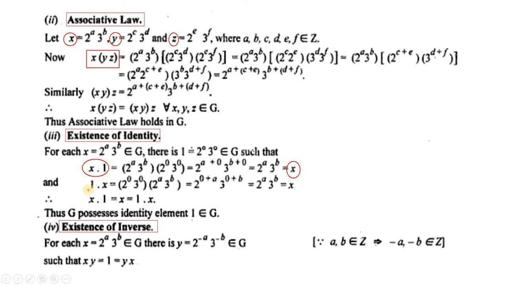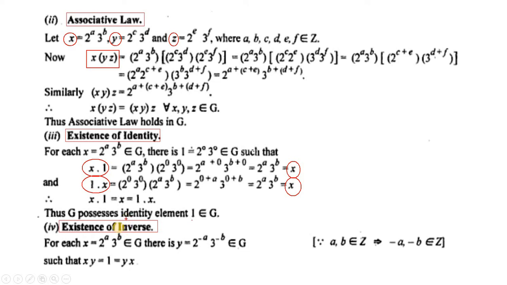Similarly, if we take 1 into x by putting the value and simplifying, we get again x. Here the right hand sides are equal, hence the left hand sides will also be equal. Thus x dot 1 is equal to 1 dot x. This shows that 1 is the multiplicative identity element. That is, if we multiply any element of set G by 1, we get those elements again. Thus G possesses identity element 1 in G.